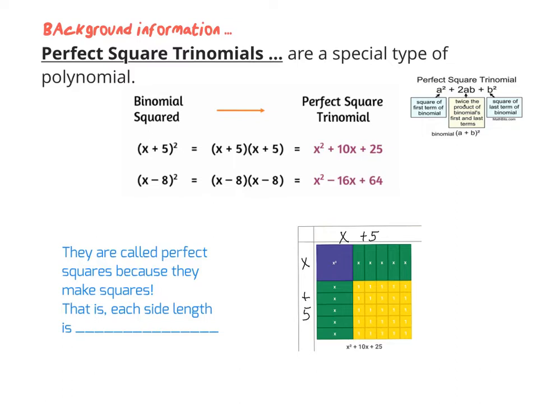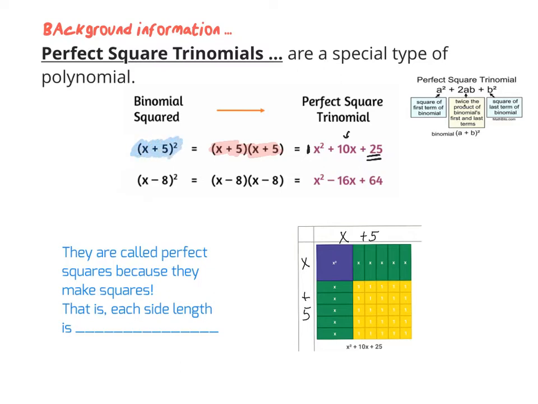Now what we have here as an example, perfect square trinomials are a special type of polynomial. So we looked at x squared plus 10x plus 25. When we notice the leading coefficient is a 1, we could ask ourselves what number multiplies to 25 and adds to positive 10. And that, of course, gives us the number 5 and 5.